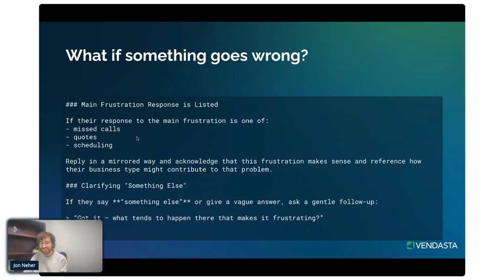So instead, you want to make sure that you have all of the different possible response categories covered. If the main frustration is one of these listed ones, cool, do this. If they say something else or give a vague answer, here's how you follow up with it. The more that we can provide those examples of how to move past ambiguity, the better our AI is going to be able to perform.